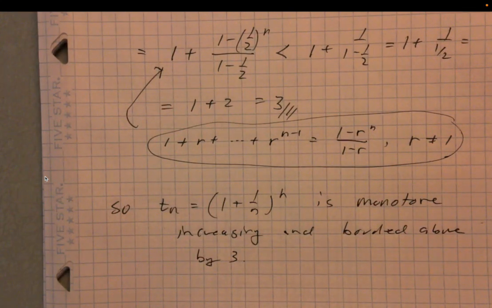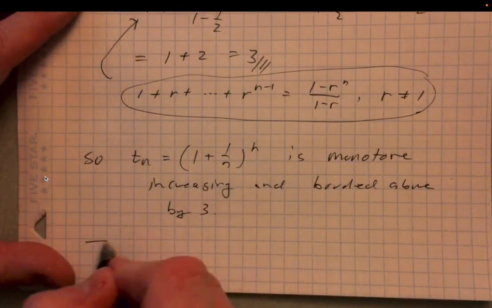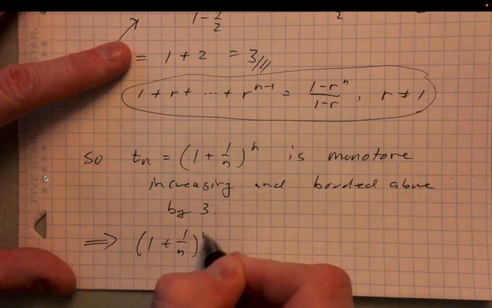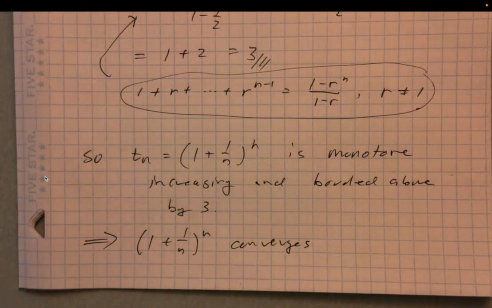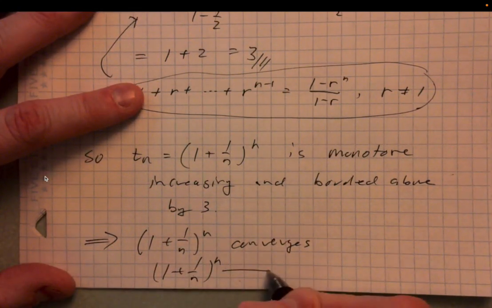Okay, so it's bounded above by 3. And so by the theorem from the onset of the lecture, the implication is that (1 + 1/n)^n converges, right? And it converges to something less than or equal to 3.